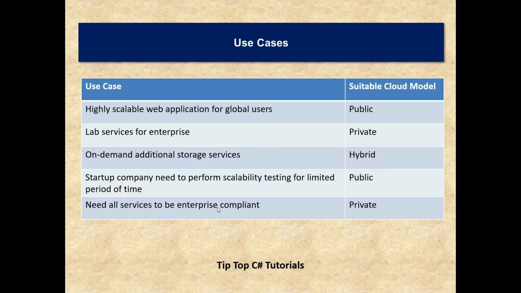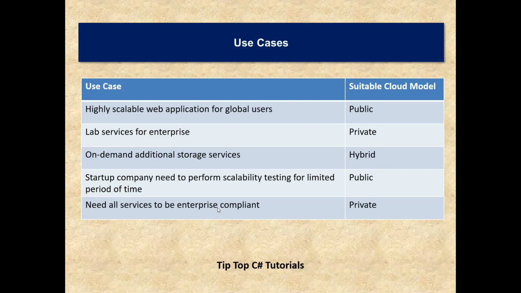Fourth use case is a startup company that needs to perform scalability testing for a limited period of time. So let's say for 3 months, we want to have scalability and performance testing. Instead of procuring a large set of hardware, which might not be useful after this period of time, you will use certain infrastructure only when you do this testing. So for this, the most suitable model is public cloud, because you don't need to set up all the capital.